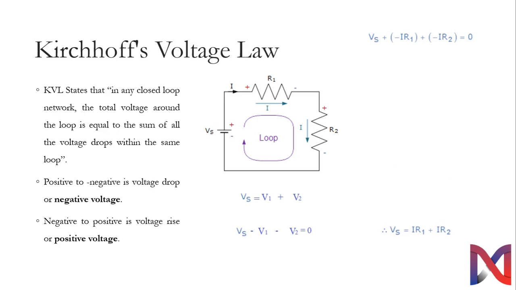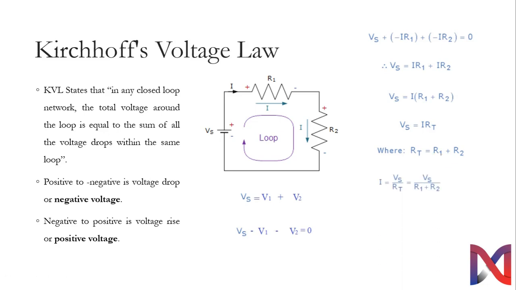So this can be further written as Vs is equal to IR1 plus IR2, which can be written as Vs is equal to I into R1 plus R2. We took I as common and R1 plus R2 can be written as RT, because this is a series circuit and R1 plus R2 becomes its equivalent resistance. So Vs is equal to IRT. As I already mentioned, RT is the equivalent resistance and it can be written as R1 plus R2.